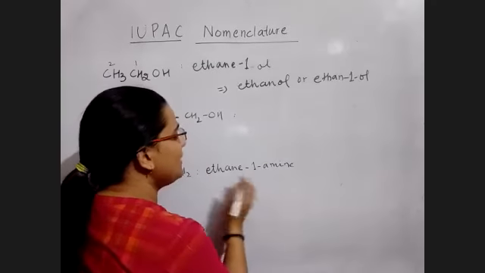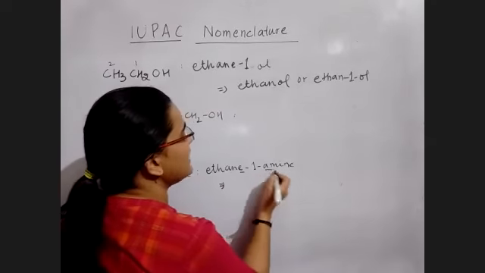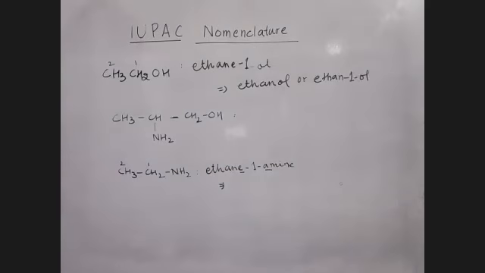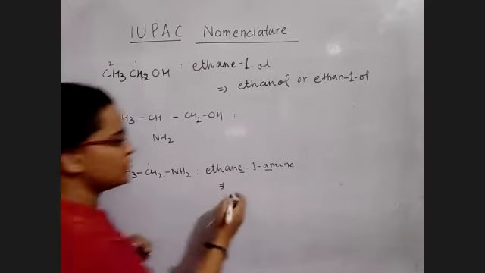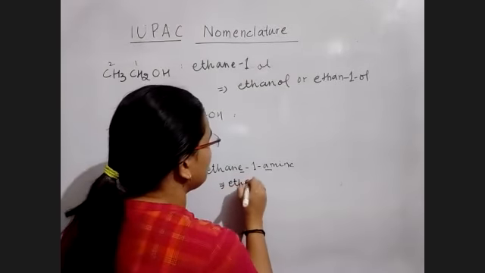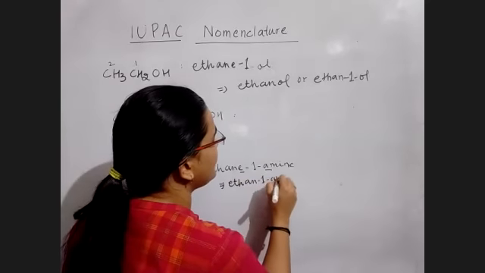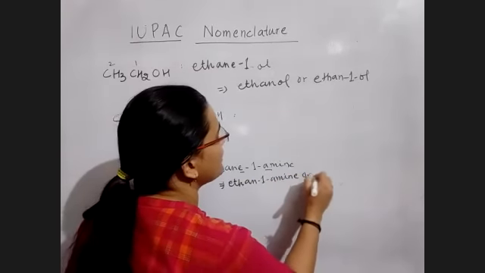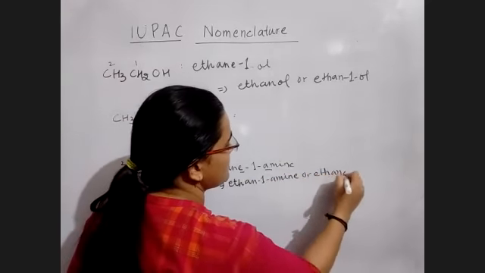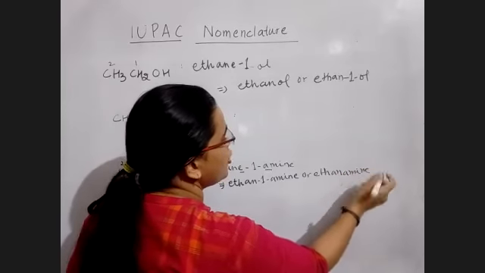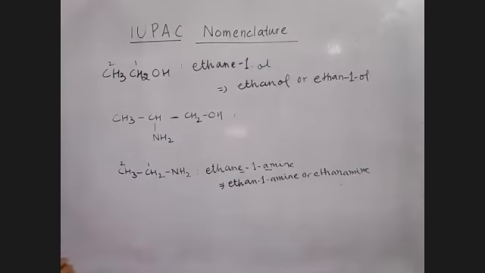Now A and E, there are two vowels. Can two vowels come together? No. So you have to remove E. So the name is ethane-1-amine or ethanamine. Both names are correct.